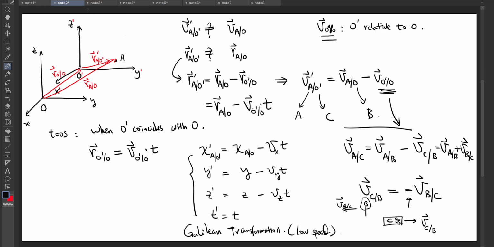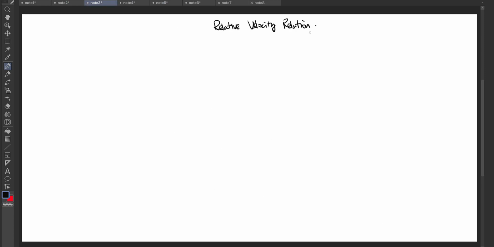Okay, so let's talk about the relative velocity relation. A to C equals A to B plus B to C. And this equation is quite useful, especially when the question asks you to change the reference system, the object that you imagine the velocity relative to. Then you want to apply this equation. All right, let's also put some thought into this equation. If you look carefully, this B here is like a middle object.